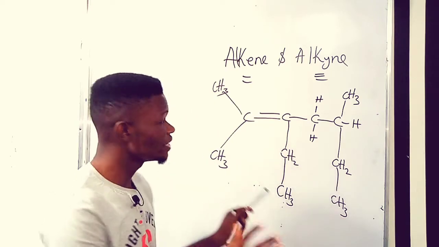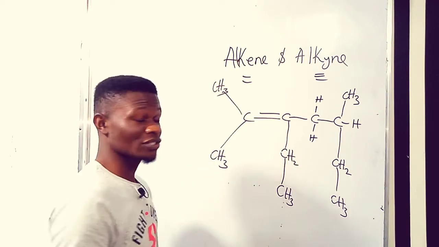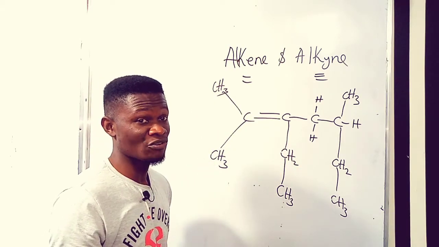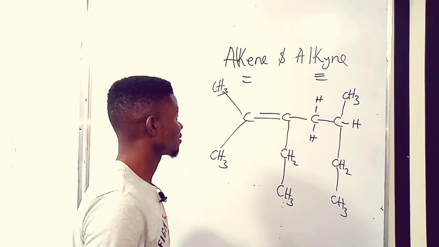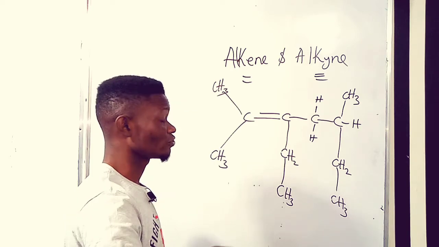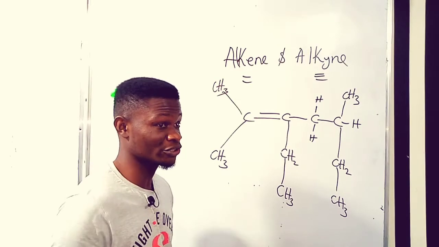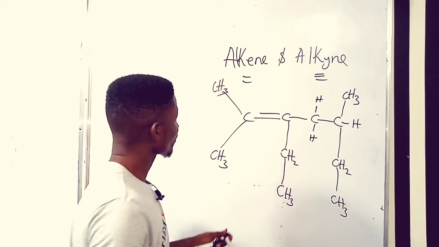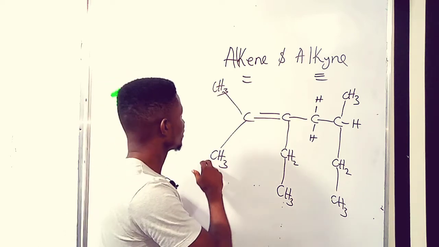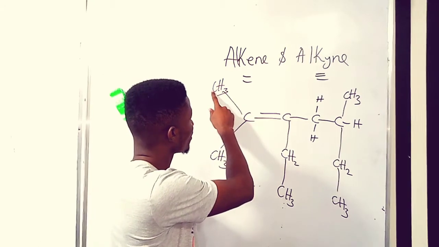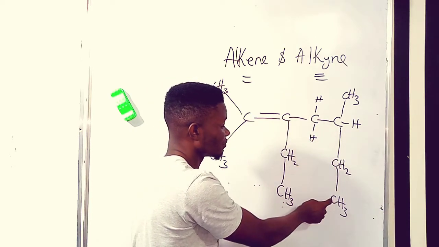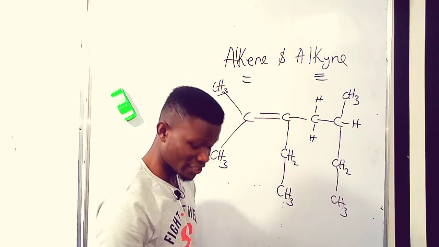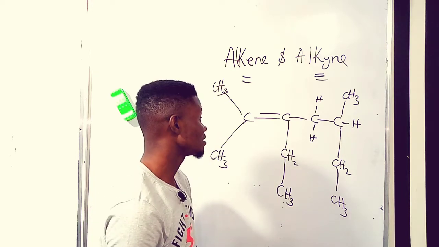So how do we name this compound? First, remember what I said earlier, we must count the longest continuous chain. To count the longest continuous chain, we are going to count in every direction just to get the longest. Alright, let's start from the top. This is 1, 2, 3, 4, 5, 6, 7. So we are looking at heptene. Alright, it's as simple as that.